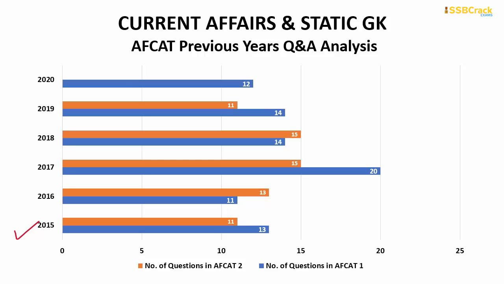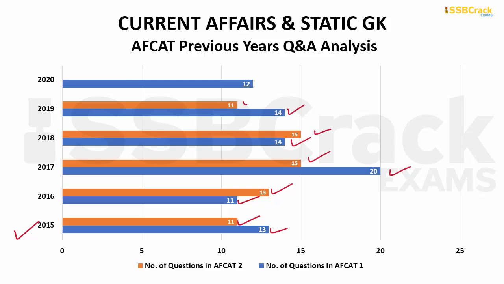Now, if you look closely at this figure, then you'll notice that every year at least 11 questions have been asked from this section. So starting from AFCAT 1 2015, we have 13 questions. Then AFCAT 2 2015, we have 11. And AFCAT 1 2016, we have 11. AFCAT 2 2016, we have 13, and so on. So in short, on an average every year at least 11 to 14 questions, or you can say 12 to 13 questions every year is asked from this section of current affairs and static GK, right?